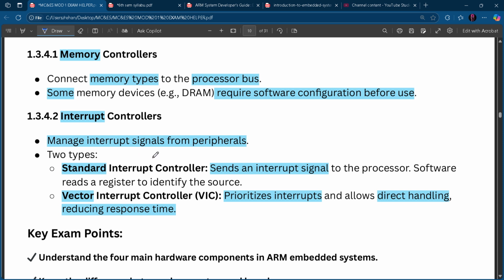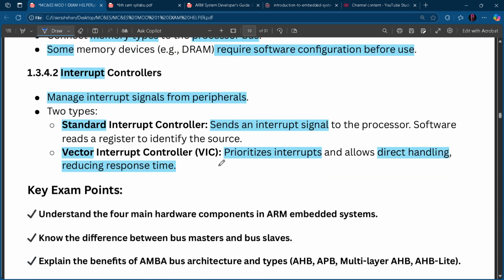There are two ways it manages. One, it sends an interrupt signal. Another, it prioritizes the interrupts and gives direct handling, reducing response time. You understand? One, it sends the interrupt signal to the processor. Software reads a register to identify the source. That is the standard interrupt controller. Whereas in the vector one, it prioritizes the interrupt and gives direct handling, reducing response time.